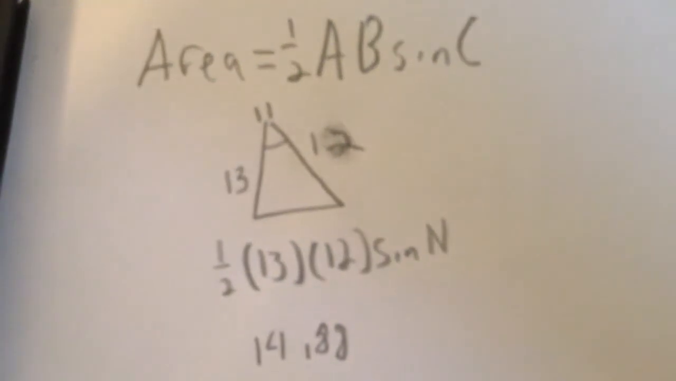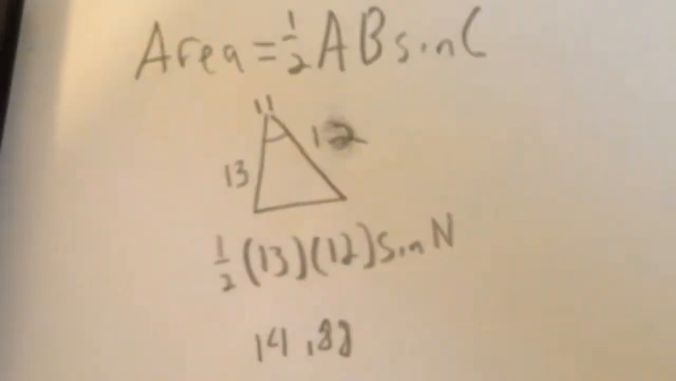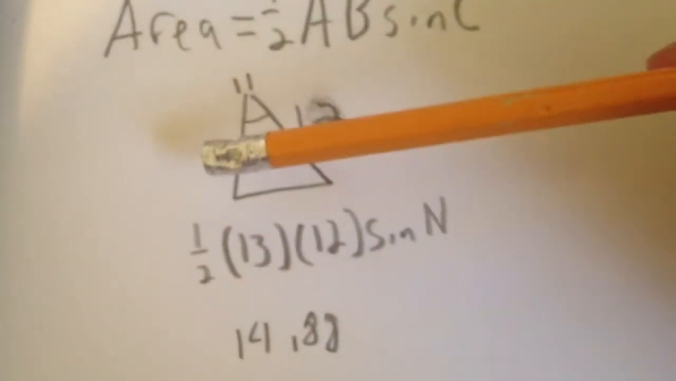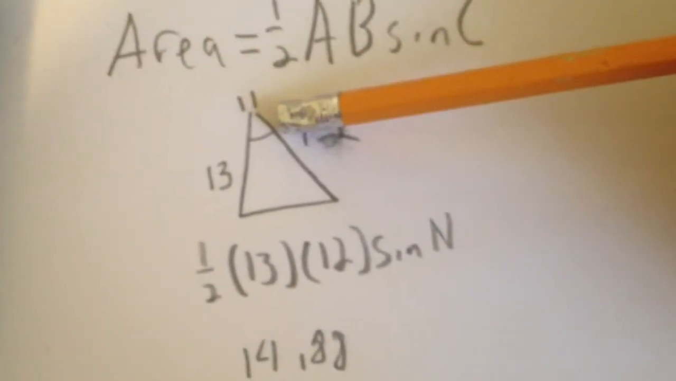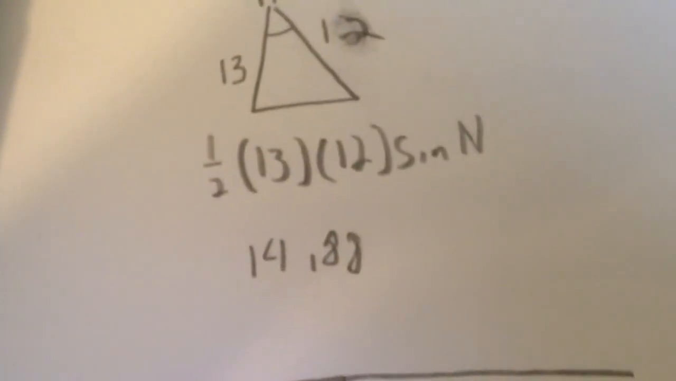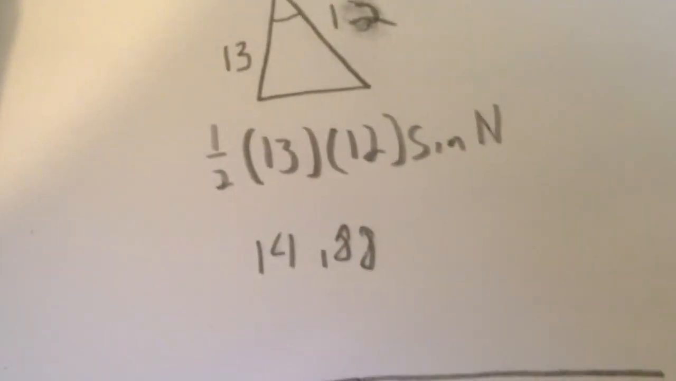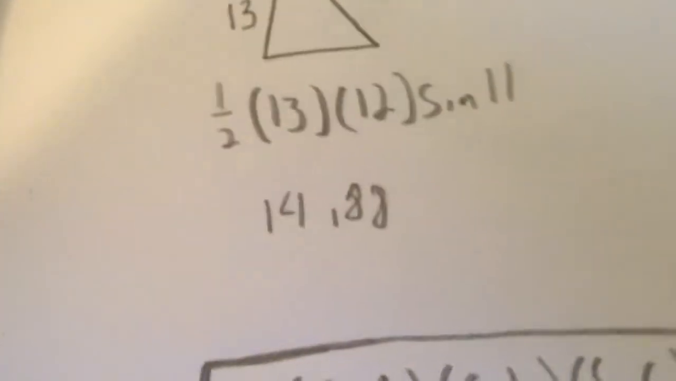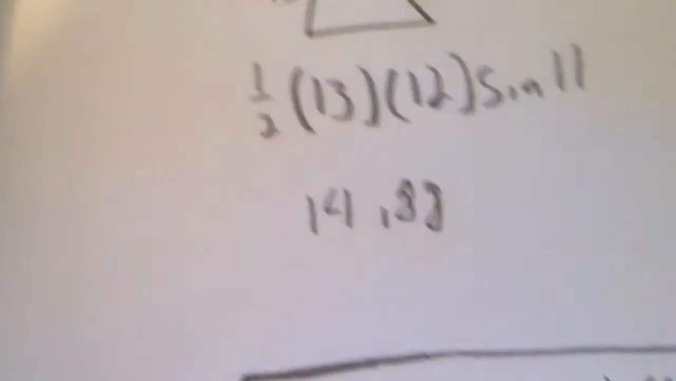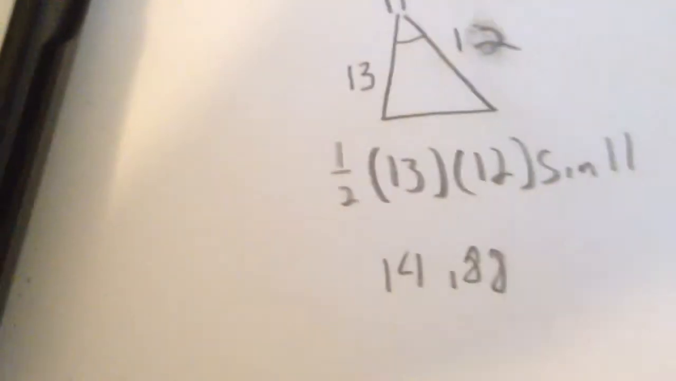So here, area equals 1/2 a times b times the sine of c. So again, as you can see, you're given 13, 12, and then c, or the degree of c, which is 11. So again, look at that, and then you put in the variables, or you substitute. So you have 1/2 times 13 times 12 times the sine of 11. There you go. Sine of 11, which is 14.88. So again, that was pretty simple. That's your area right there. But there's also more formulas for area.